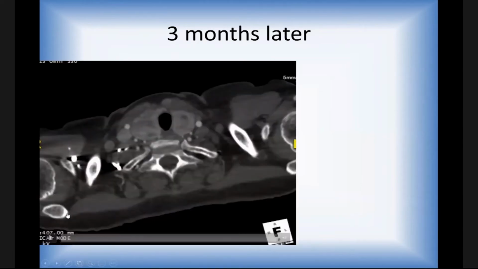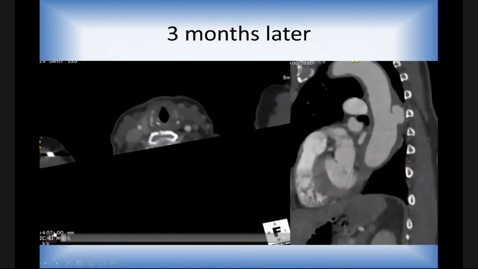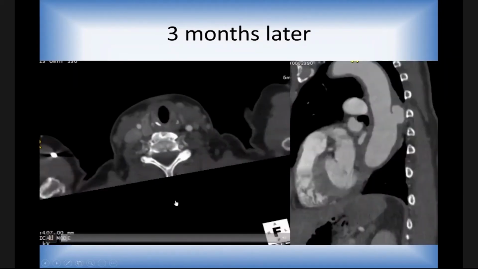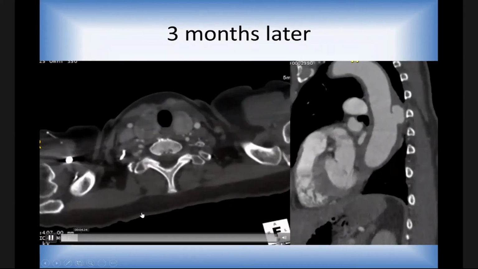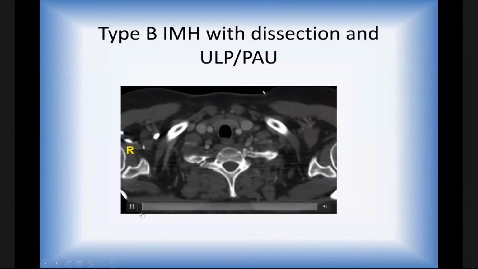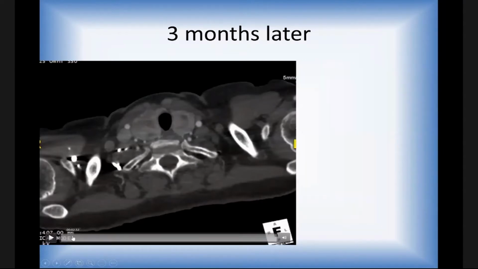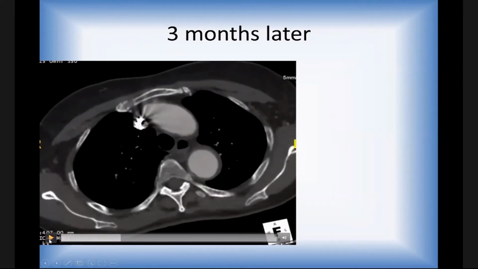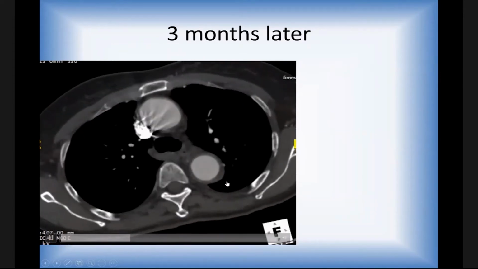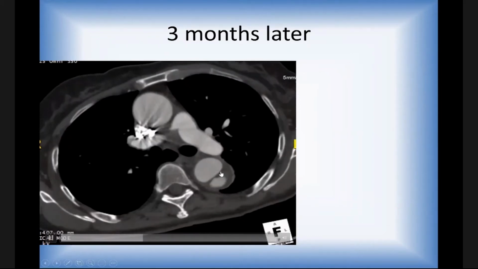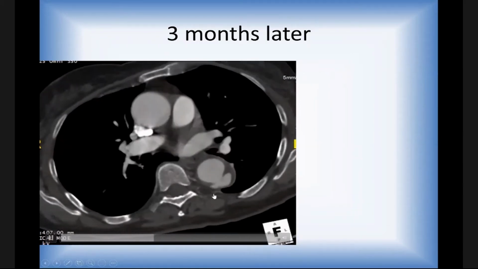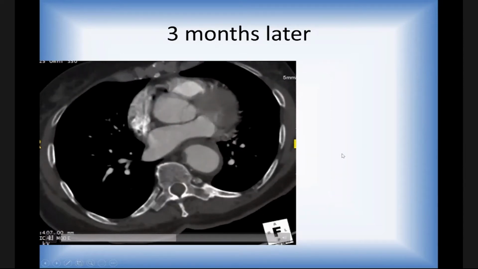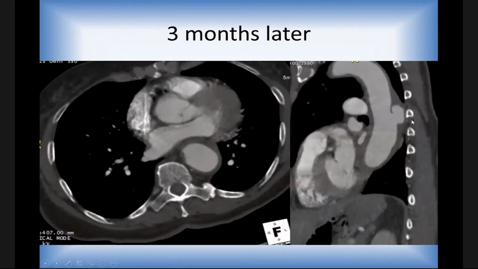And the same patient, look at this, 3 months later. From that intramural hematoma, now we start seeing something bulging out here, with an outpouching of the contrast into the big intramural hematoma. And this is the ulcer-like projection when we do reconstruction.